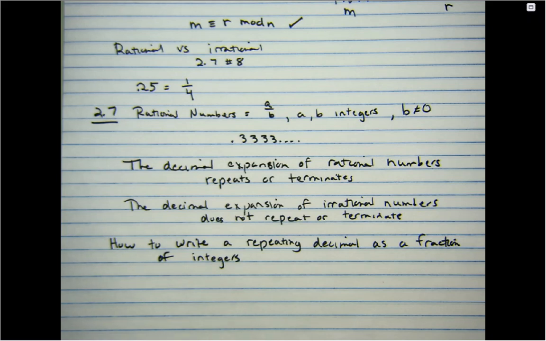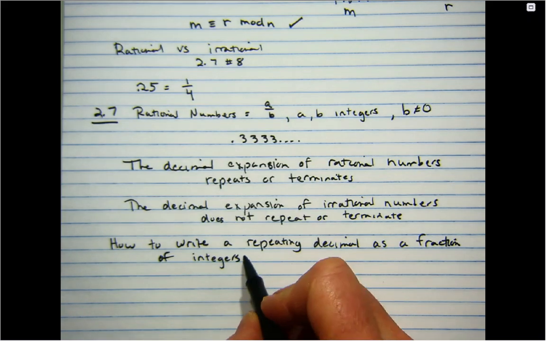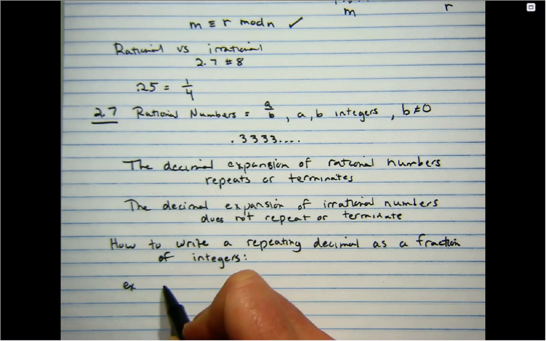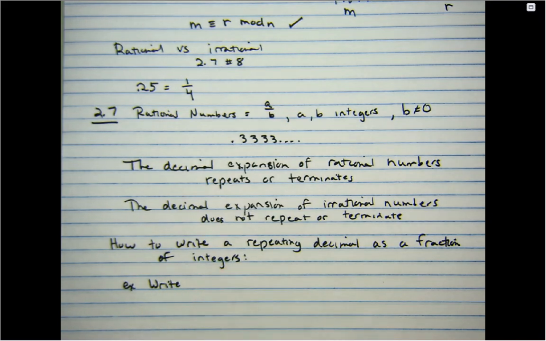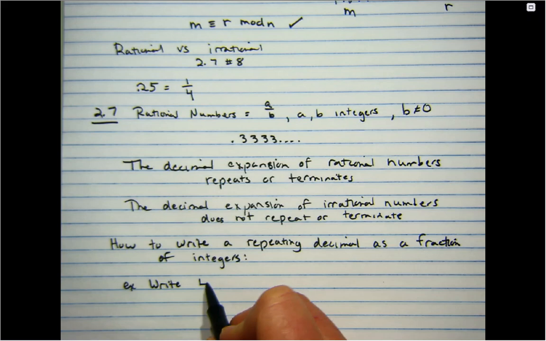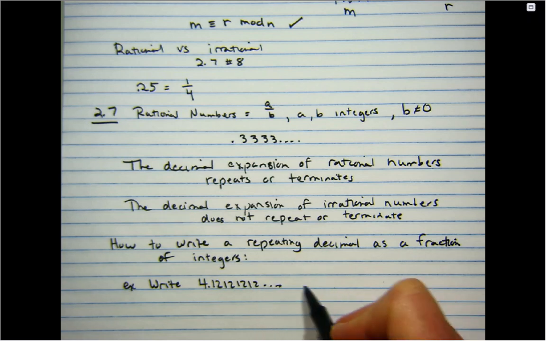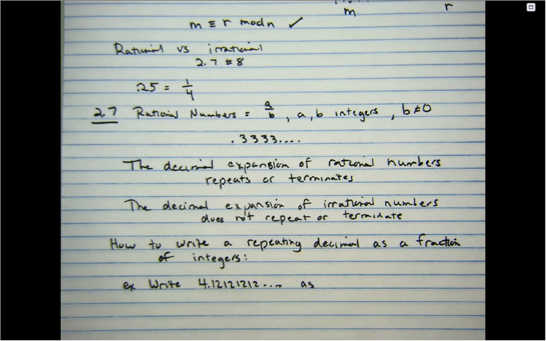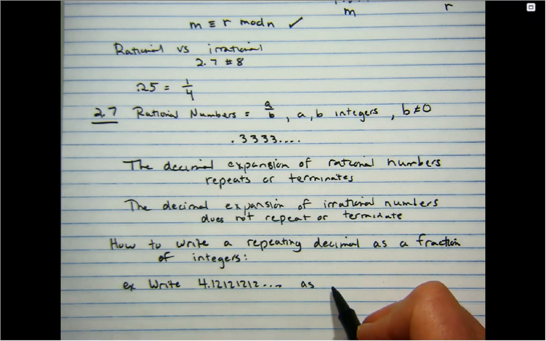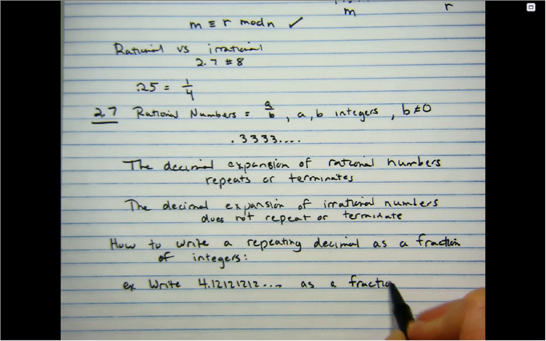So let's just pick one out. These are real easy to make up. You just make a decimal that repeats. So I'll put 1, 2, 1, 2, 1, 2, 1, 2. So write 4.1212121212, etc., as a fraction of integers.